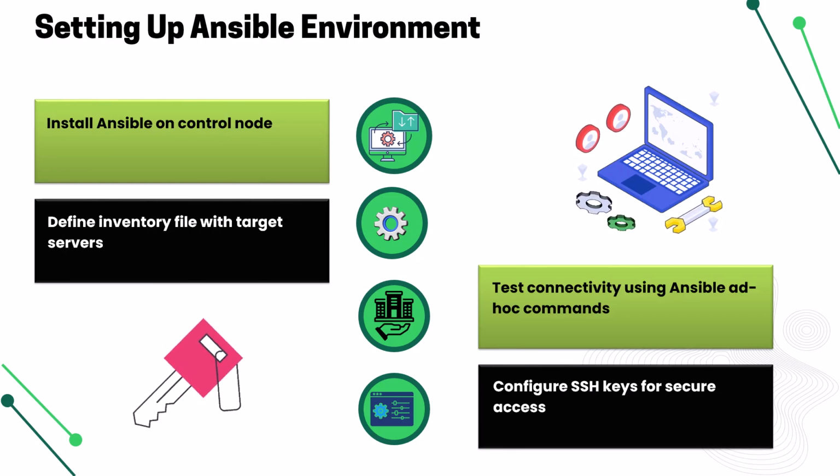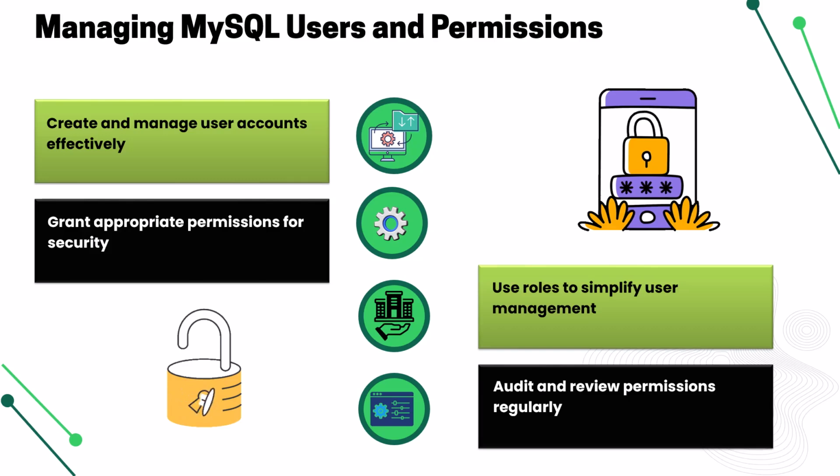First things first, set up Ansible on your control node. Define an inventory file with all target servers, then run some ad hoc commands to test connectivity. Oh, and don't forget SSH keys. Password-based authentication is fine, but let's be honest, automation is way cooler when you don't have to type passwords every 5 minutes.